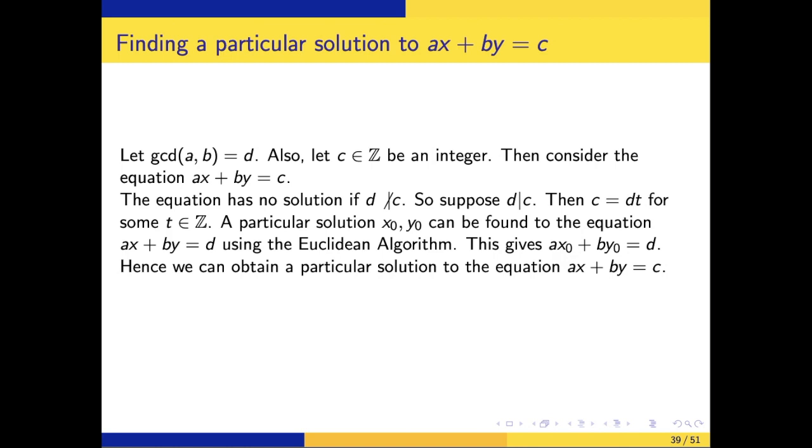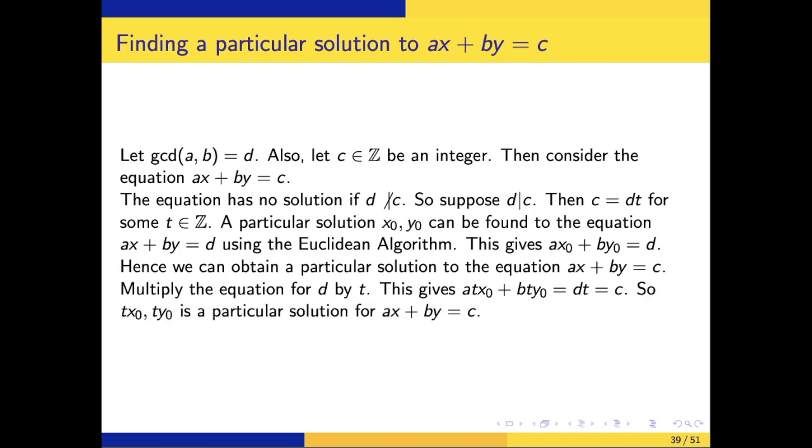Hence we can obtain a particular solution to the equation ax plus by equals c. And this is done as follows. We simply use the solution to ax plus by equals d, which is x naught comma y naught, and multiply both sides by t. So this gives us atx naught plus bty naught equals dt, which equals c. And so tx naught comma ty naught is a particular solution to the equation ax plus by equals c.